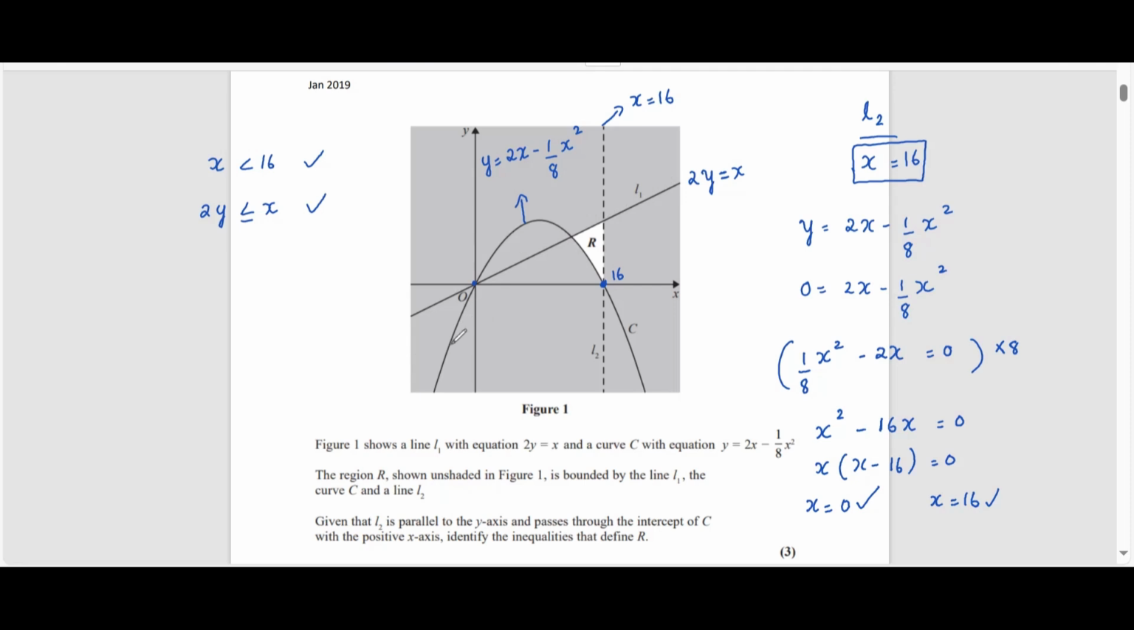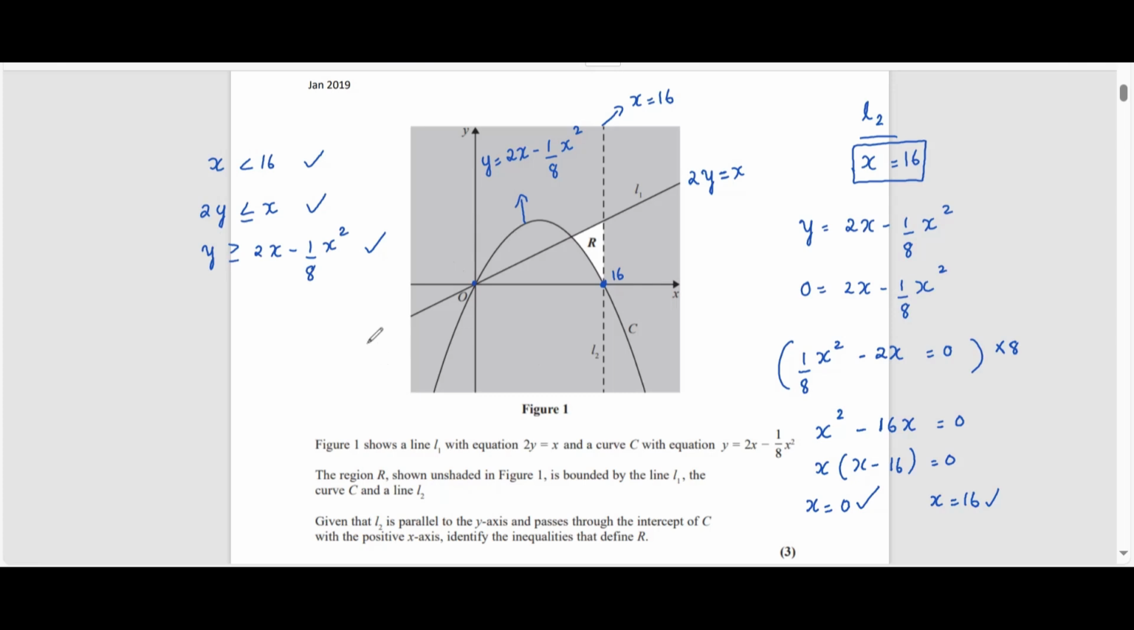Now finally, we have this quadratic here. And now we need the region above the x-axis. If the region that we are considering is above the x-axis, then it is greater than. And if the region is below the x-axis, then the inequality will be less than. Here, we have the curve in solid line, so this will be y ≥ 2x - (1/8)x². So this will be your answer.